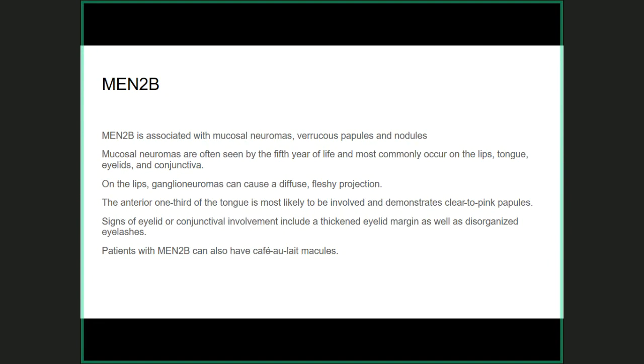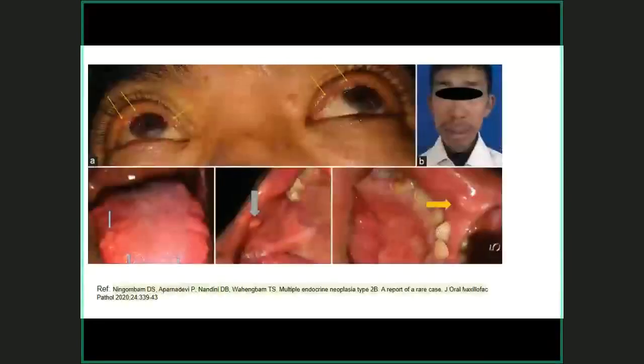Eyelids might be involved, and you might see them lined on the edges of the eyelid. Conjunctival involvement may also be present, and you might see disorganized eyelashes because of the presence of these conjunctival papules. Multiple endocrine neoplasia type 2B patients may also present with cafe-au-lait macules. As you can see, these are tiny papules on the eyelids, flesh-colored mucosal neuromas on the tongue, oral cavity, inner lip, and the thick lips, which could also have the mucosal neuromas.